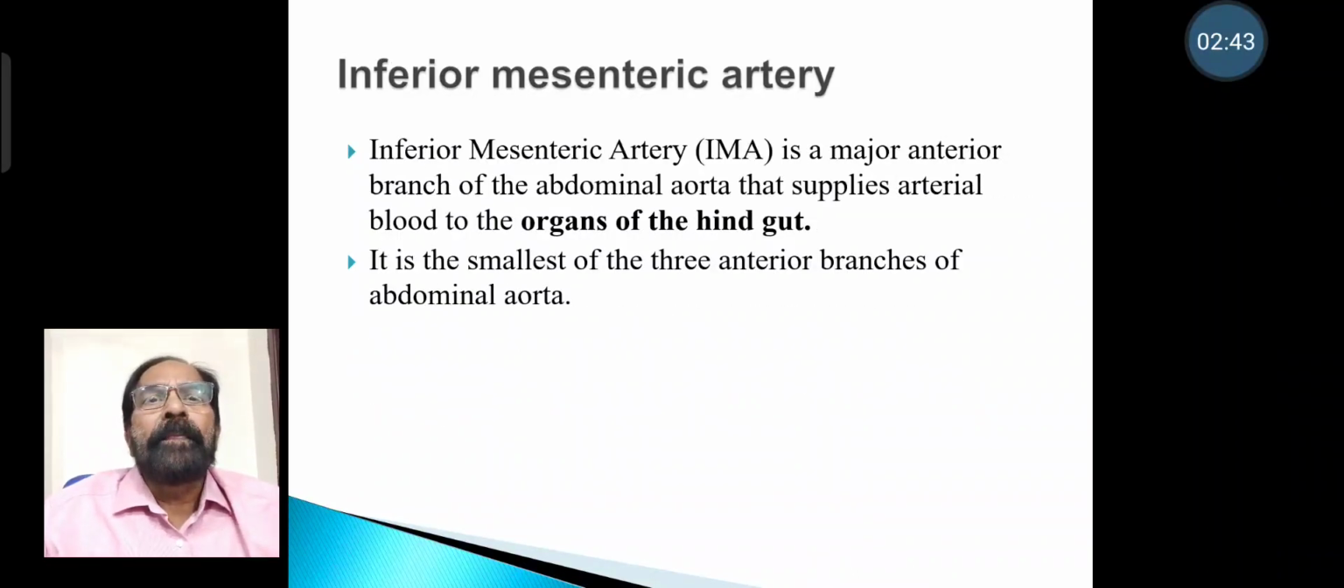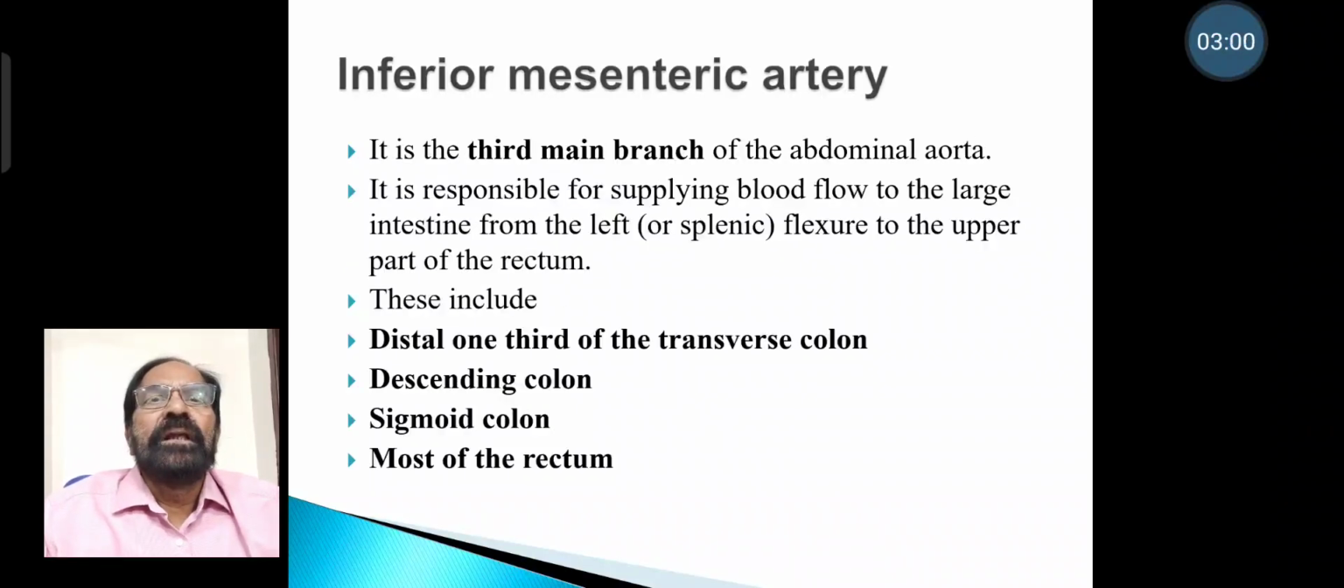Inferior mesenteric artery is a major anterior branch of the abdominal aorta that supplies arterial blood to the organs of the hindgut. It is the smallest of the 3 anterior branches of the abdominal aorta. It is the third main branch of the abdominal aorta. It is responsible for supplying blood flow to the large intestine from left flexure or splenic flexure to the upper part of rectum. These include distal 1/3 of the transverse colon, descending colon, sigmoid colon and most of the rectum.